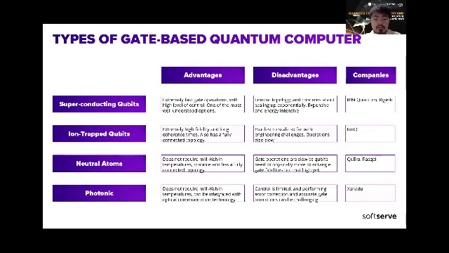The last type that I'm just going to go through today is something called photonic. It's the photonic gate-based quantum computers. It doesn't require millikelvin. Okay, I put Pasqal as neutral atoms. Actually, I think it's photonic actually. I need to go and check again. I might have put Pasqal in the wrong one.